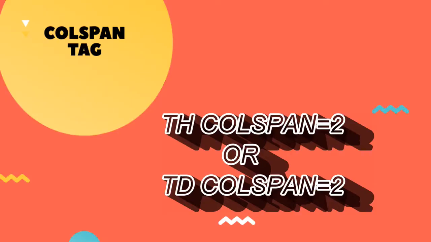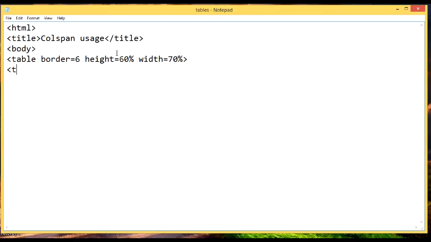The colspan and rowspan are attributes that are used in the td and th tags. The colspan attribute is used to merge 2 or more columns in a row. Basically, if you want to move 2 columns into one single row, that is the purpose of colspan. So we use either td colspan equals 2, or th colspan equals 2, depending on how many columns you want to merge into one single row. This is the purpose of the colspan attribute.